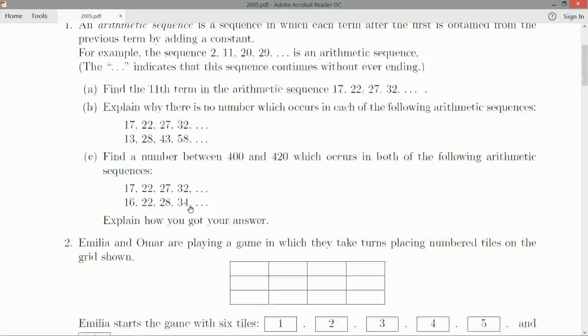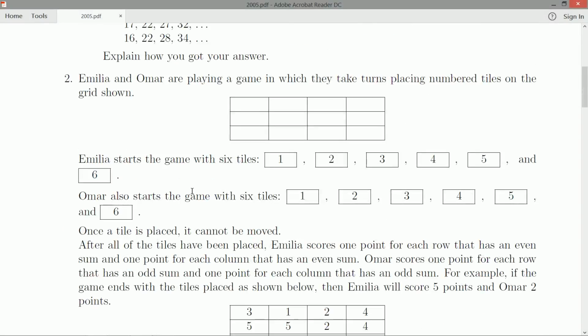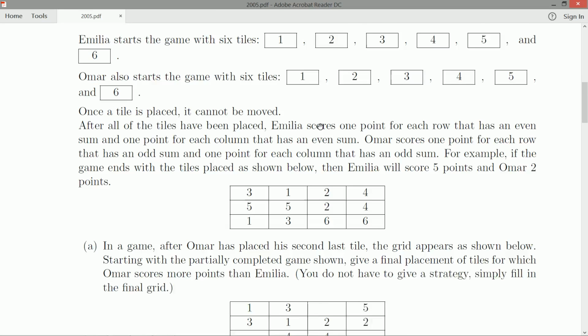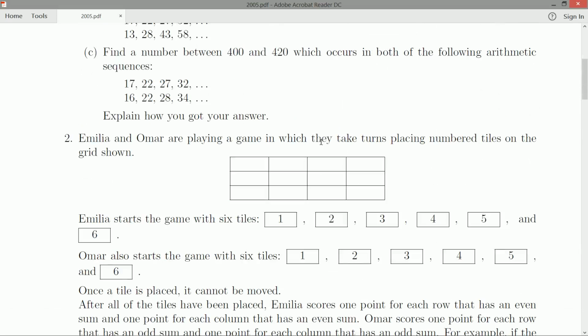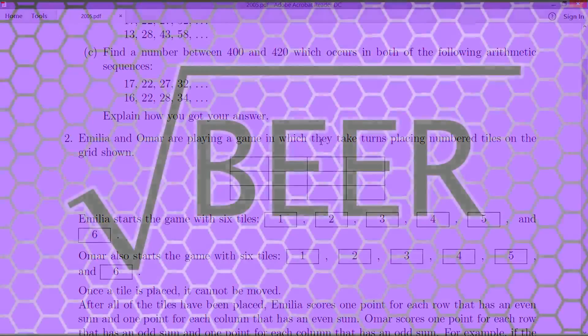Interesting little experiment with arithmetic sequences. In the next video, we're going to take a look at question number 2, which appears to have a game. And it's got 3 parts. I can't wait to take a look at that. And if you haven't already, try that one out for yourself, and then watch the video. I'll see you guys there.